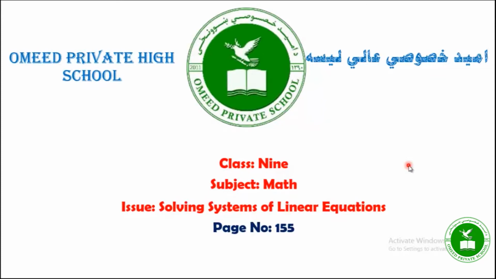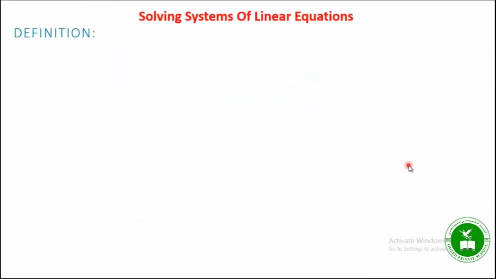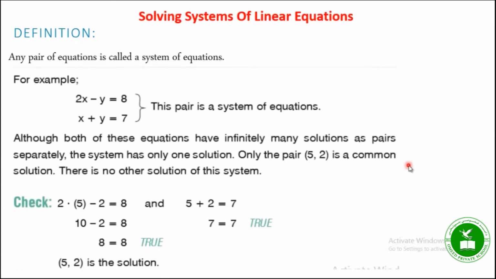Today our new issue is about solving a system of linear equations, page number 155. Definition: any pair of equations is called a system of equations. For example, 2x minus y is equal to 8, x plus y is equal to 7. This pair is a system of equations.